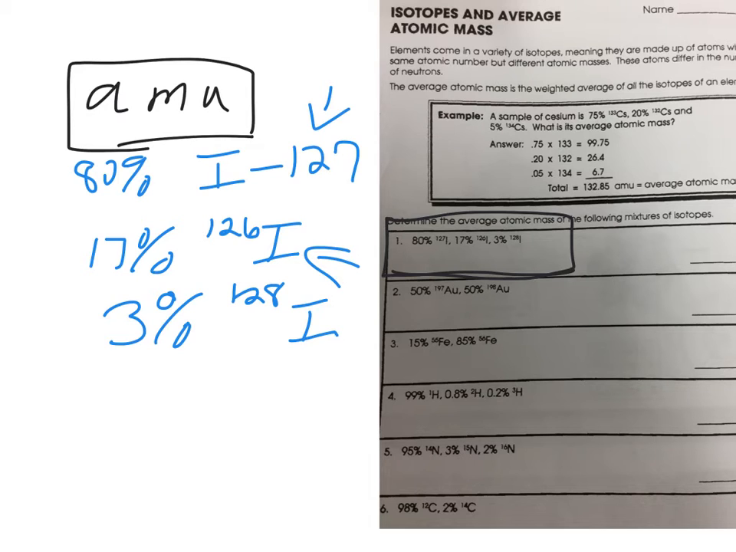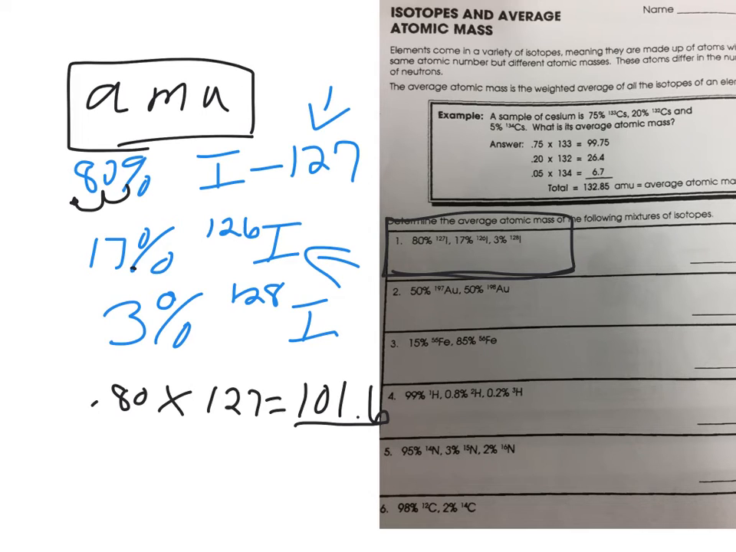Okay? Now, because it's a percent, you're going to move the decimal twice to make that a decimal. So you're going to have 0.80 times the mass, and your mass is 127. So 0.80 times 127, how much is that? Very good. So 101.6.